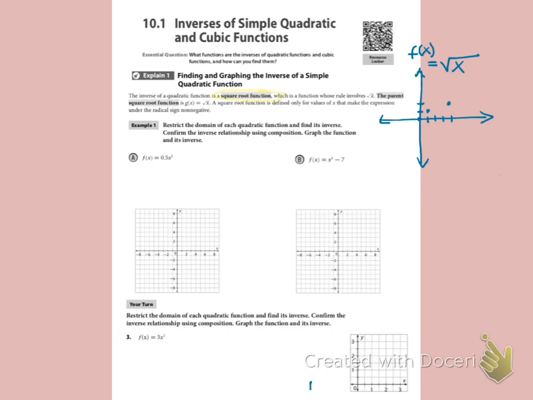And then maybe even 9, because that's another perfect square. So 4, 5, 6, 7, 8, 9. If I substituted in 9 for x, the output when I took the square root would be positive 3. And so I get a curve that looks like this.